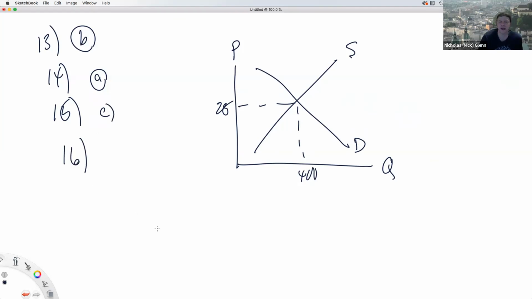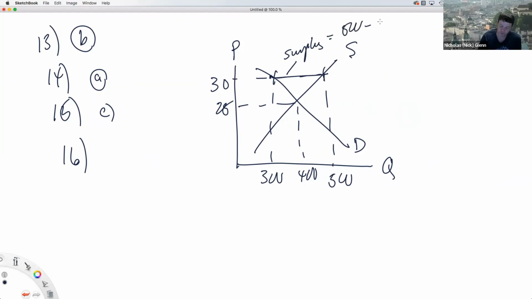16, at what price would there be an excess supply of 200 units of the good? So you want the quantity supplied to be 200 units more here. If you look at a price of 30, the quantity supplied there is going to be 500, and the quantity demanded is going to be 300. So that's a surplus, 500 minus 300 of 200, which is what we want here. And so that's going to be C here.